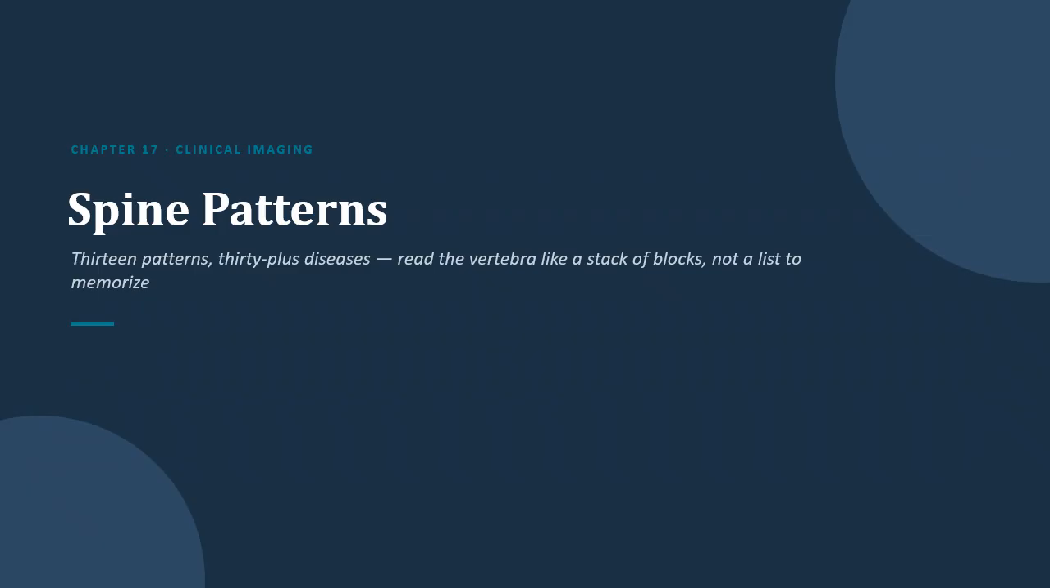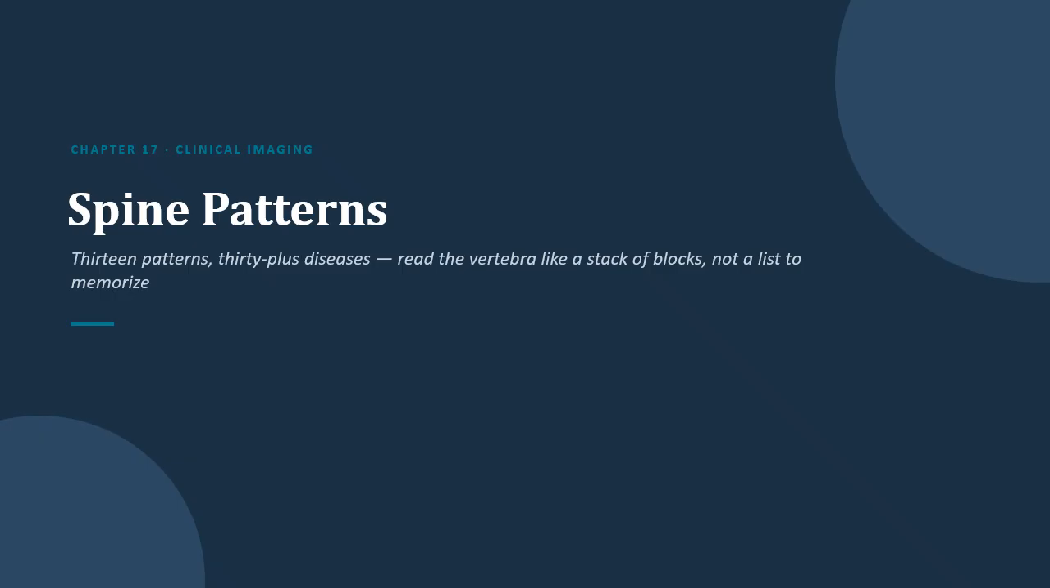Our next topic is spine patterns, and as you can see right here, there are a lot of diseases that fall into this category, and there's also 13 patterns. So 30 plus diseases and 13 patterns. That's a lot of things for us to try and memorize. So again, we're not trying to memorize them. We're just trying to see what normal is versus what abnormal is.